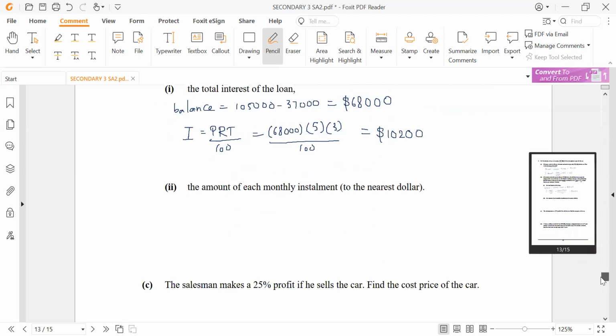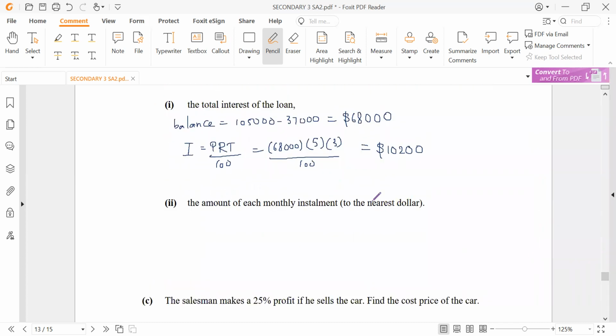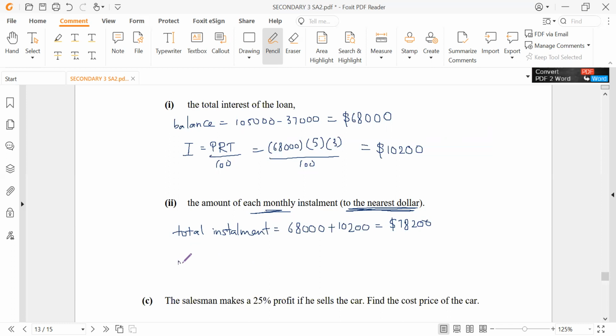All right, so the total amount of each monthly installment to the nearest dollar. So underline, whenever you see the words to the nearest dollar or to 3 significant figures, please underline. Don't forget. They now want each monthly installment for 1 month. Before we can calculate each monthly installment, we'll have to calculate the total installment. So what does he have to pay? He has to pay $68,000 for the balance cost of the car. At the same time, he has to pay for the interest. So that will become $78,200. This is the amount that needs to be paid monthly.